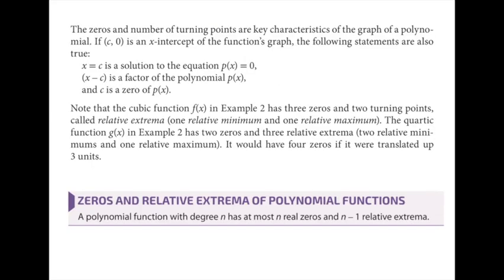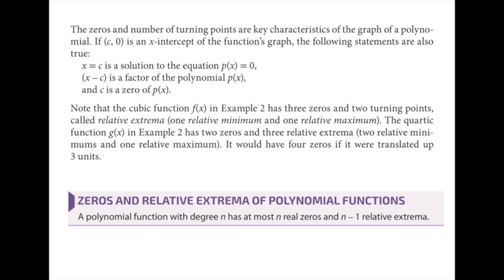Okay, the zeros and number of turning points are key characteristics of the graph of a polynomial. If c is an x-intercept of the function's graph, the following statements are also true. So if you have a zero, then you have an x value that makes the equation zero. You also have that x minus that value is a factor. And whatever that value is called a zero or an x-intercept, okay? So zero means where it crosses or touches the x-axis. You have an intercept, okay?